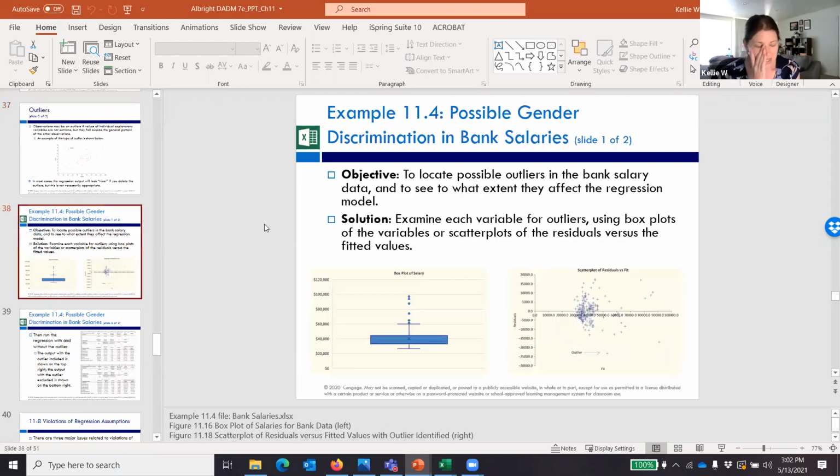When we want to examine data points to look for potential outliers, we can look at the box plots to help find potential outliers, but also we can look at the residuals and see if there are any abnormally large values. So these are two ways to do it.